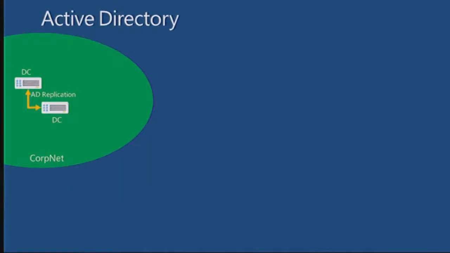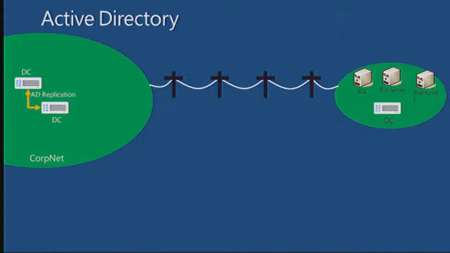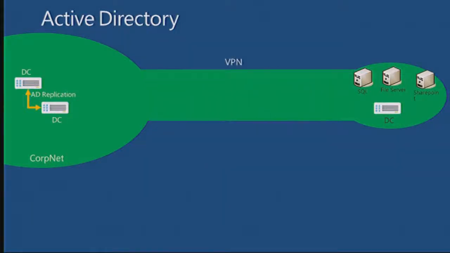It's got a couple of Active Directory domain controllers, and they are going to replicate to each other as they normally would. If I had something like a branch office and I had a network connection to it, then I could create a VPN. And if that was a private network, I wouldn't need to do this, but I could use the internet maybe for a VPN.